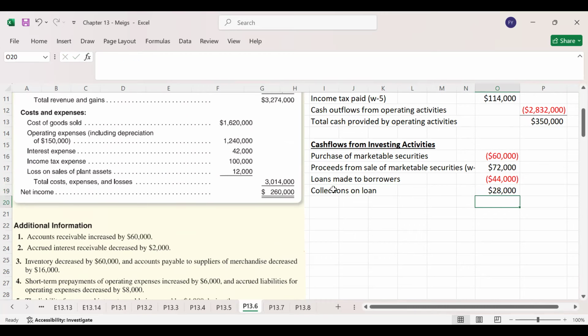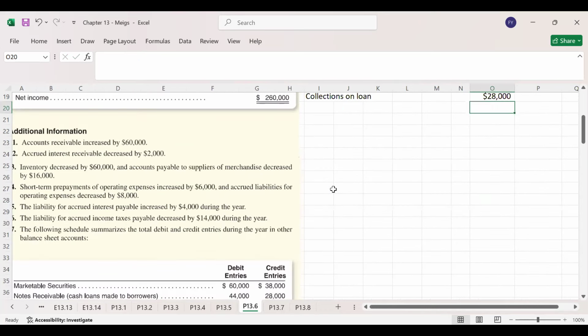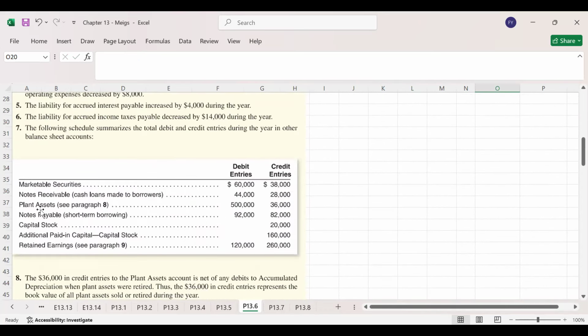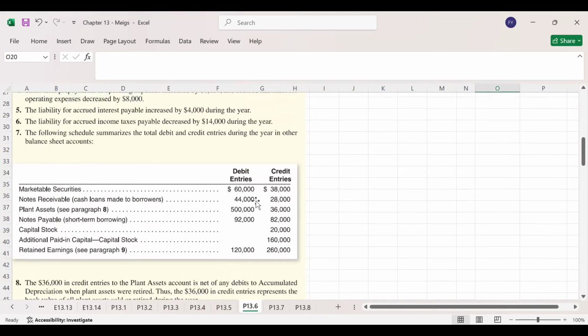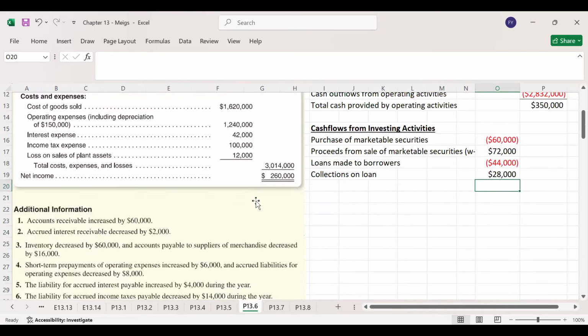And then we also paid cash to acquire property, plant, and equipment, because you can see here the plant asset debit entry is 500,000. This debit entry represents the purchase or acquisition of plant assets. So cash paid to acquire plant assets, which is $500,000. So minus $500,000. We have the sign of dollar here.